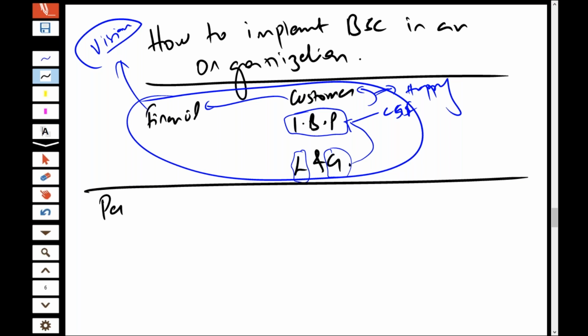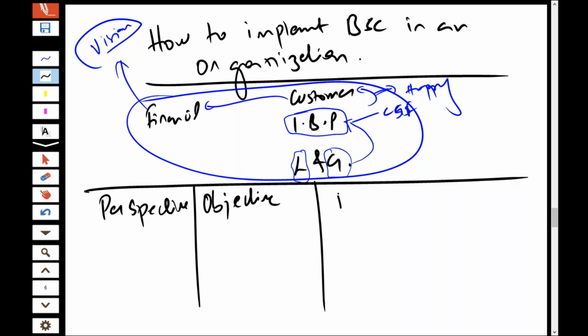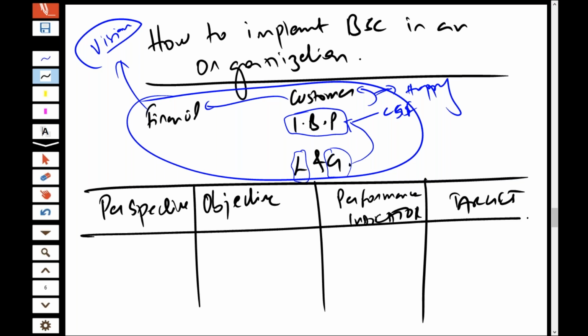So in order to implement balanced scorecard in any organization, this is what you would do. You would say perspective. You would say objective. You would say the performance indicator. And you would say the target. Perspective, objective, performance indicator, and the target.